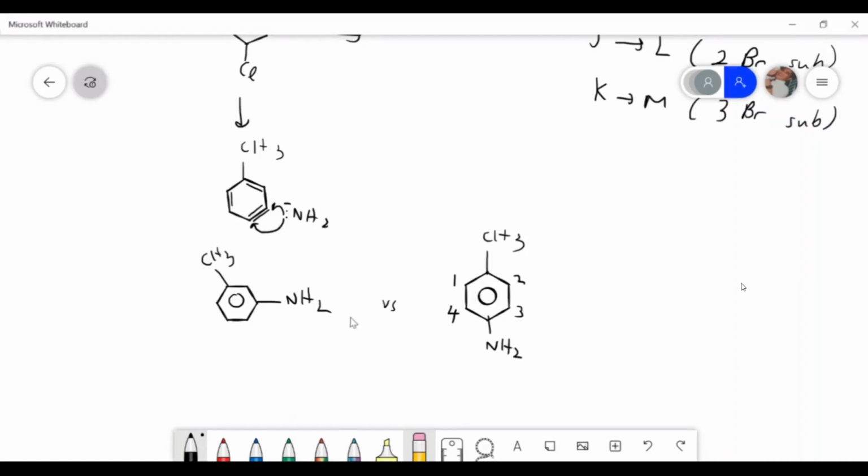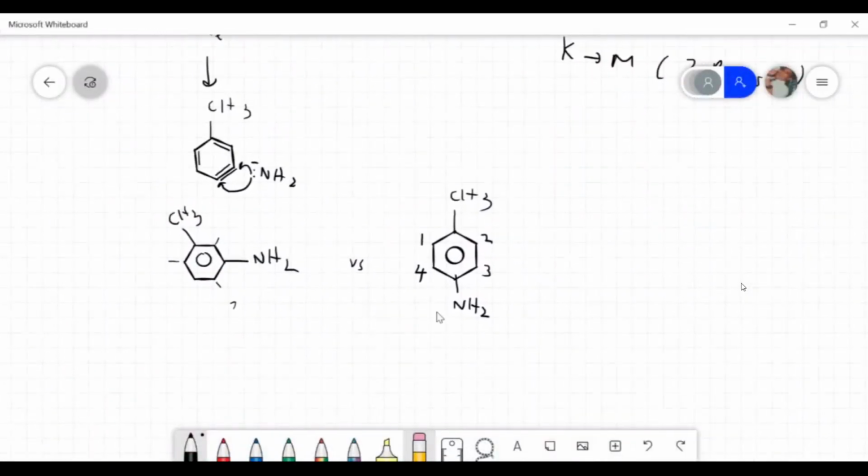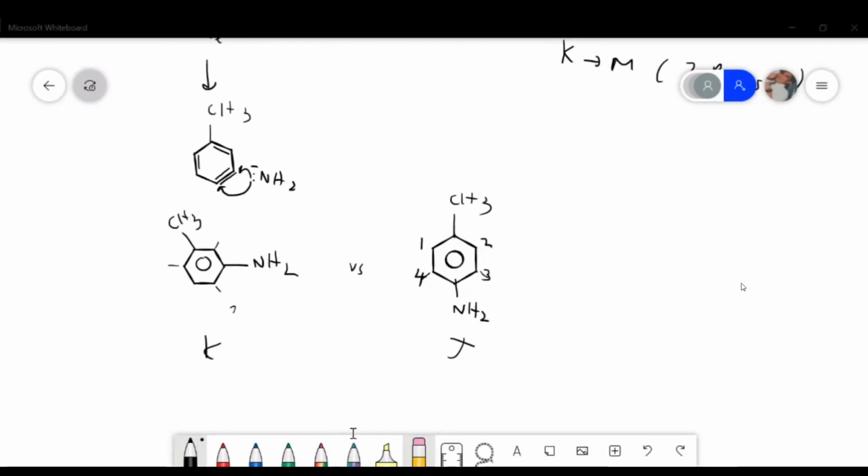It's the same thing for this one over here. The 2 and 4 positions are this, this, and this. Do you guys get that? What that means is that this can only have electrophilic substitution in this spot, so this has to be J. And this has to be K because this has 3 available locations. Do you guys get how to identify J and K? Does it make sense?